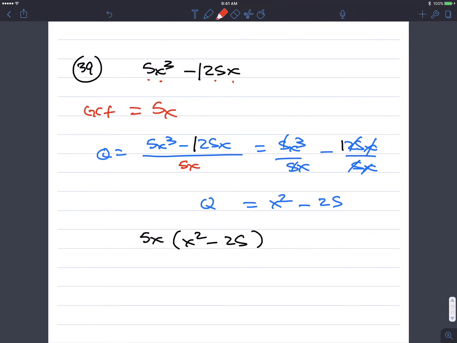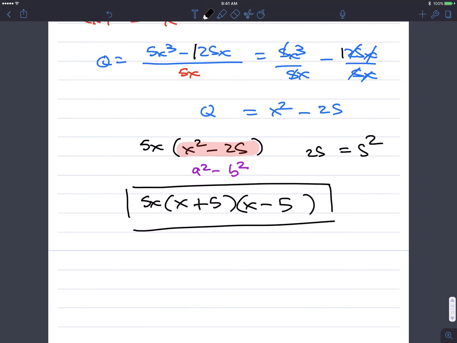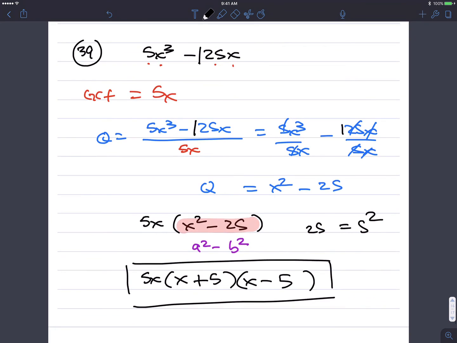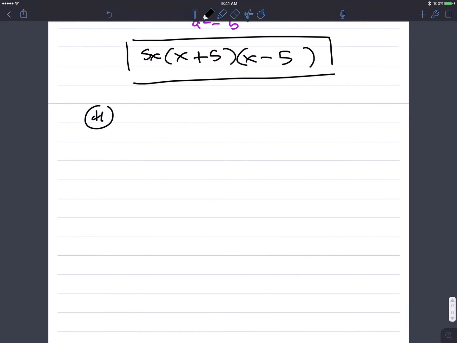And what do you guys notice again? The difference of what? Perfect squares. So, how do we factor this? Don't forget, x plus, minus. Isn't 25 equal to 5 squared? What's the base? 5. Good. You factored completely. Okay? We got one more to do. 2 more, sorry.